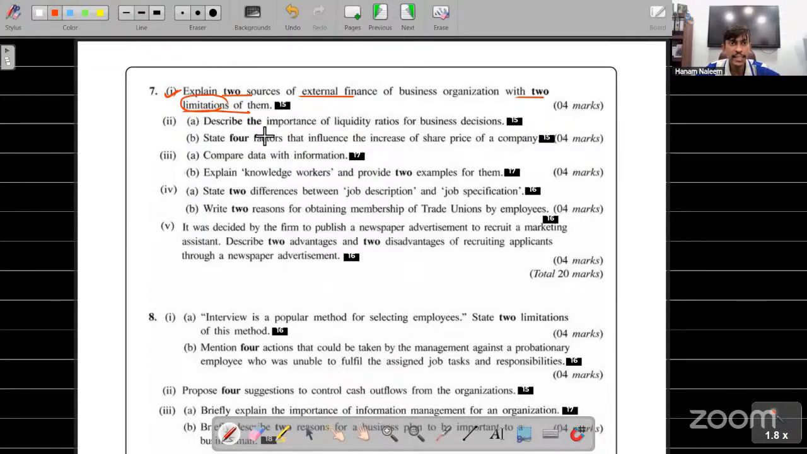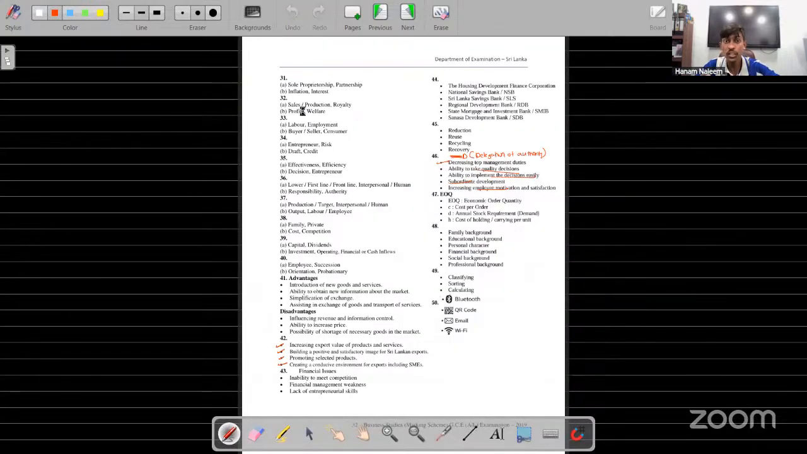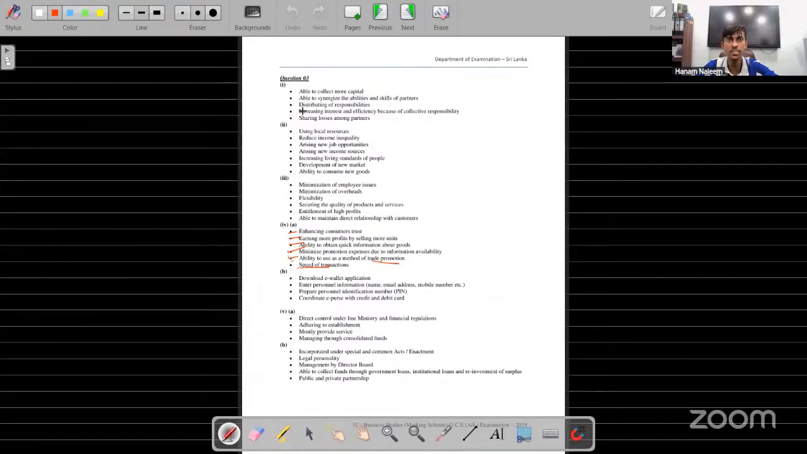Then describe the importance of liquidity ratios for business decision. So liquidity ratio, there are only 2 ratios, which we say current ratio and the quick ratio. So they're asking why we have to have liquidity ratio. Why we have to see the current ratio and quick ratio. The main reason is to identify the short-term solvency. So we'll see how they have structured the answer.